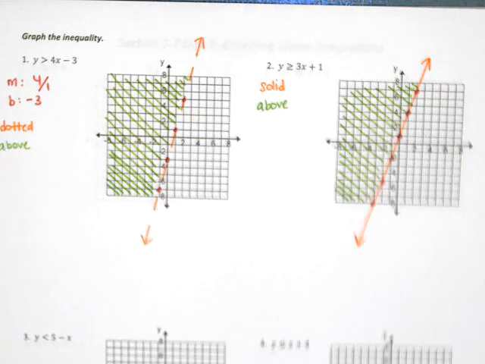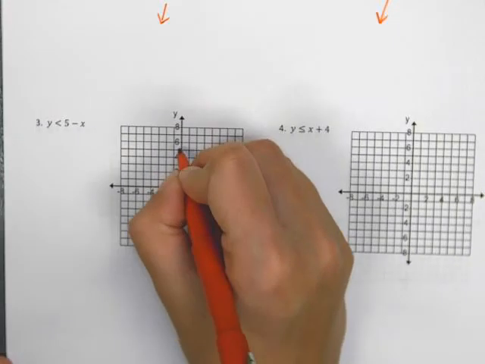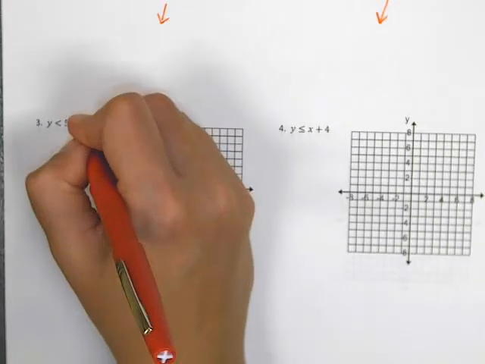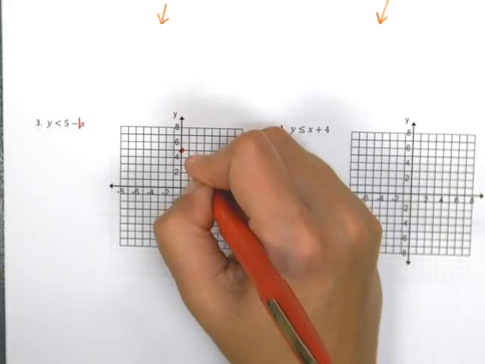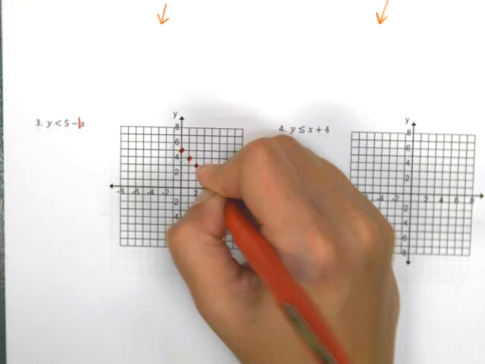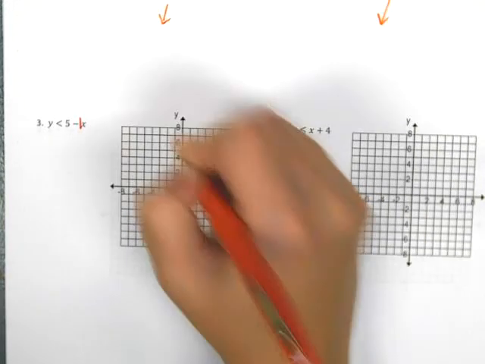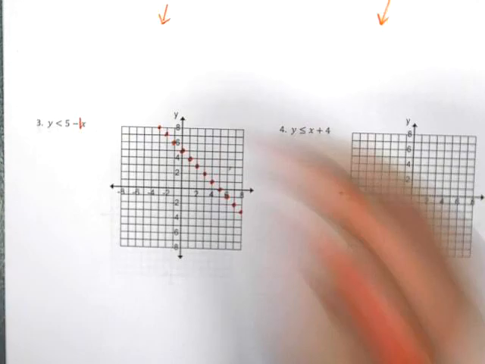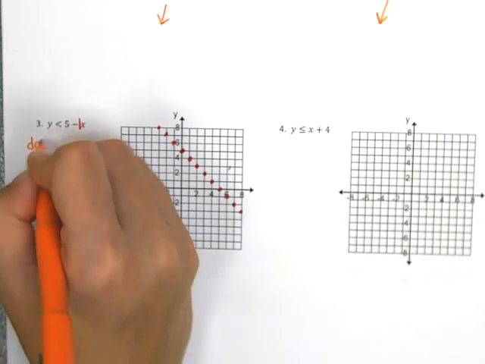All right, now let's try number 3. So for number 3, the beginning point would be the 5. And the slope's kind of hiding here. I would go down 1, right 1. There's an invisible 1 there. Down 1, right 1, down 1, right 1. I could also go up 1, left 1. Doesn't really matter.